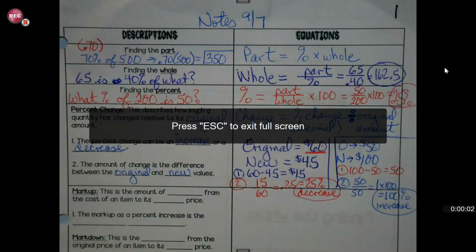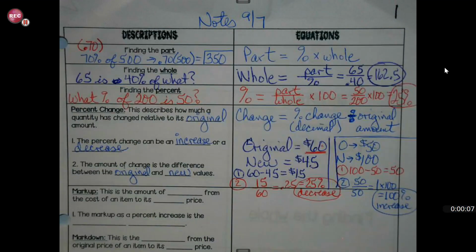So today we're going to chat markup, markdown, and percent error. And in some cases, you're going to look at this and you're going to go, now wait a minute. That almost seems like it's the exact same thing, but there's a couple of subtle differences on some of these that we're going to want to be aware of.